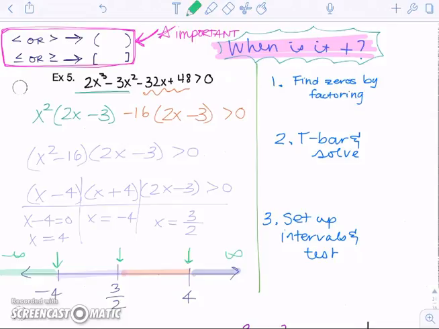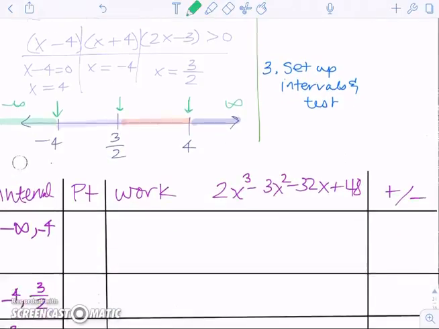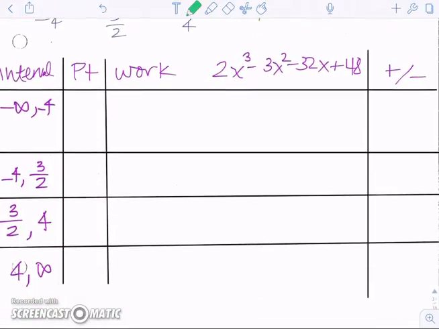So what I'm going to do is set up a chart where I'm going to test a point from each of these intervals. So I'm going to set up a chart that looks like this. It might not be a bad idea to pause this video and set this chart up on your page right now, because what I'm going to do is now pick a point from each of these intervals and test it. I don't care what the actual number ends up being, I just care whether the output is positive or negative. So I'm also going to try to make as little work for myself as possible.